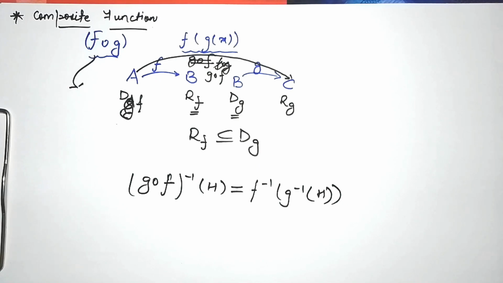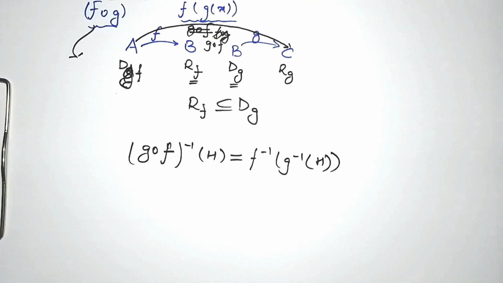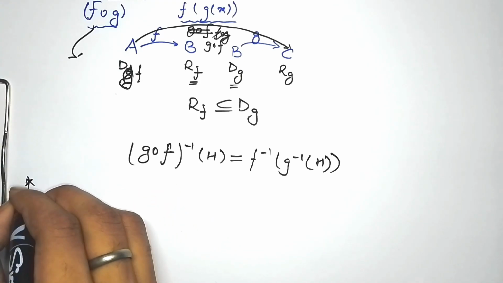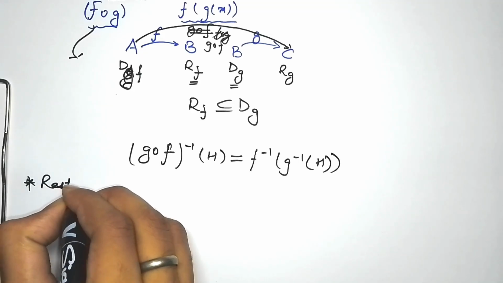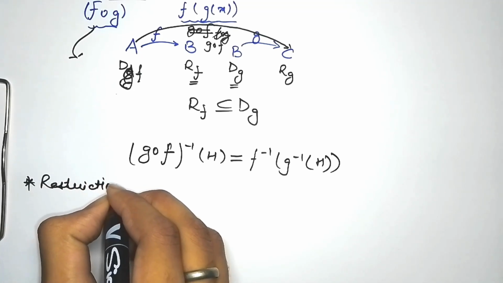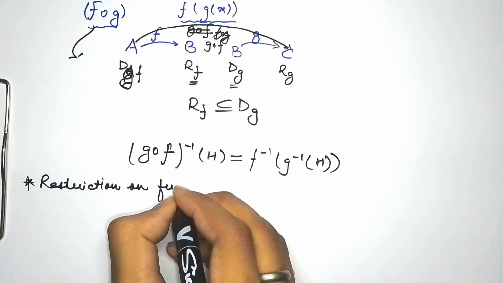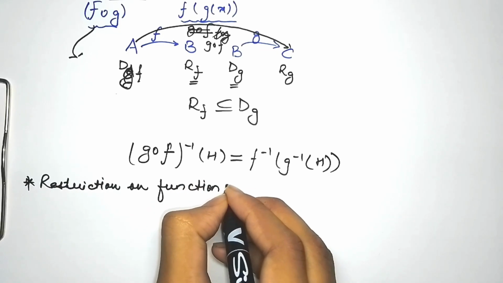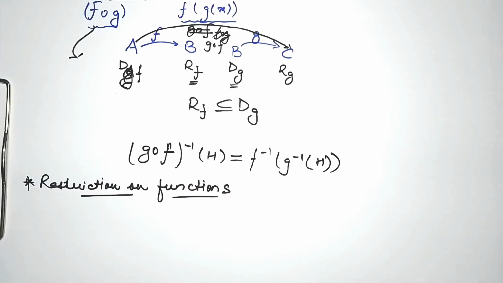Now we will move on to the next topic, that is restriction on functions. Once again, repeat with me, what is the next topic that we are going to understand? The next topic is restriction on functions. So let us write the topic: restriction on functions. So what does restriction mean in general terms in our daily life? Restriction means to restrict someone or to stop someone from their full potential.